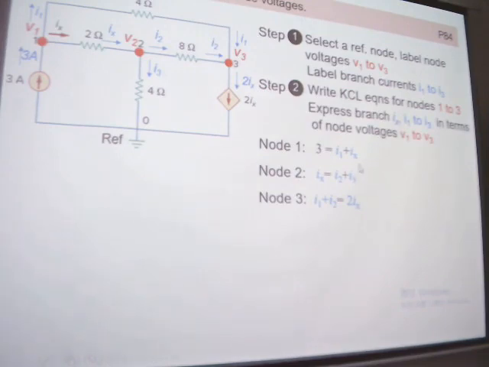Then our unknown variables are Ix, I1 to I3. We have 4. Okay? And we can write them in terms of V1 to V3.